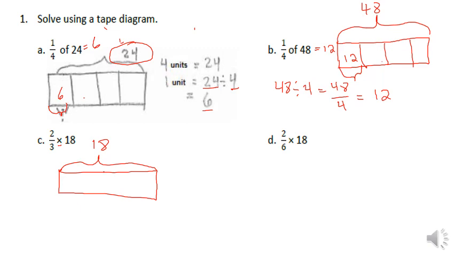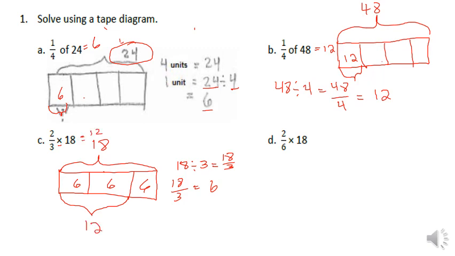Now this one says thirds, so we're going to split it into thirds. Well, we're looking for what 2/3 is. But in order to find 2/3, we're still going to take 18 divided by 3, which equals 18 thirds. Now 18 thirds equals 6. So if one unit equals 6, the second unit would equal 6, and this one's 6. 2/3 of them would be 12. So 2/3 of 18 would be 12.